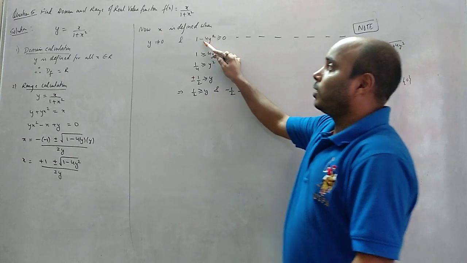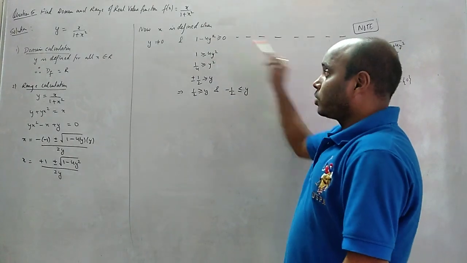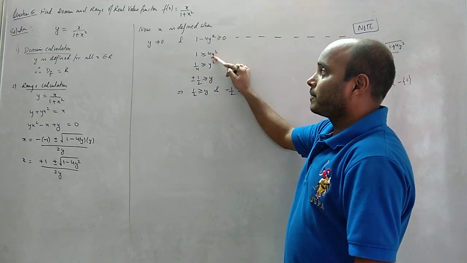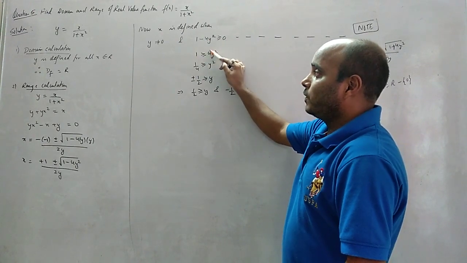Okay? So let's solve this one now. Okay, let's solve this one. 4y square, shifting that side. Done. 4 will go that side because it's a constant.